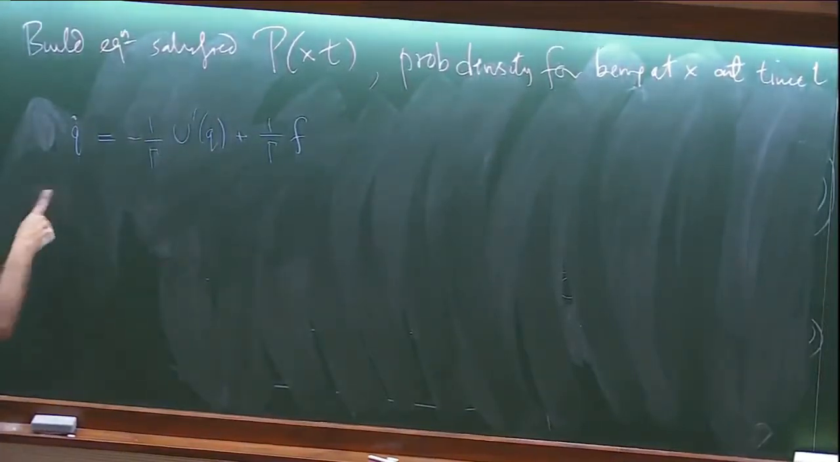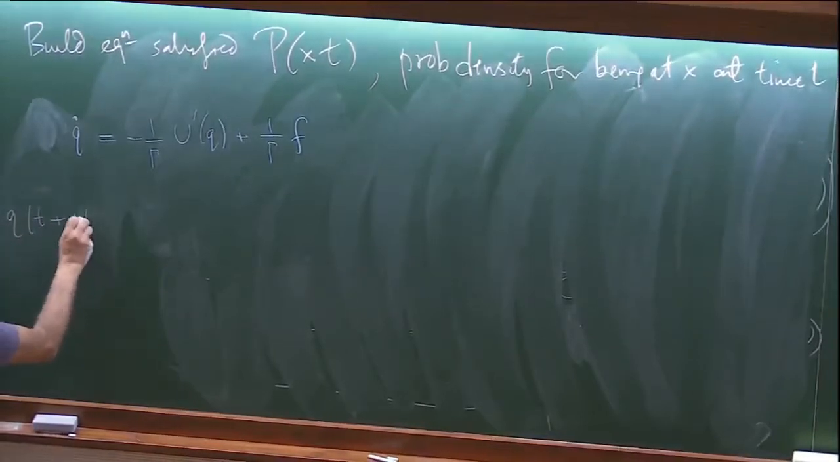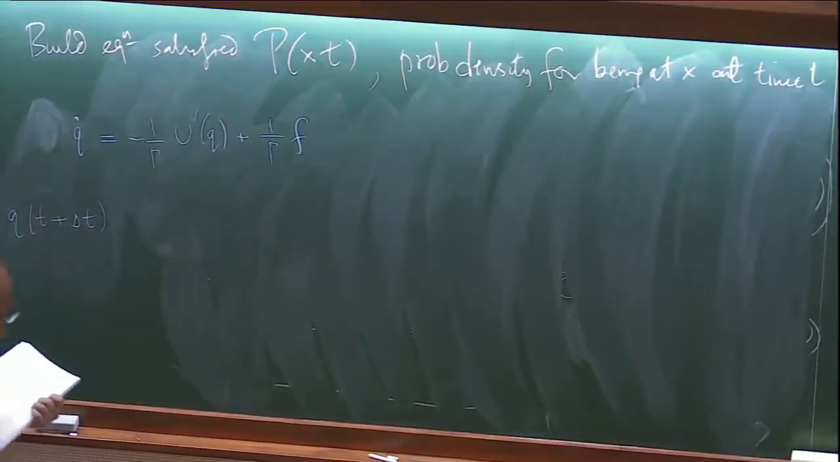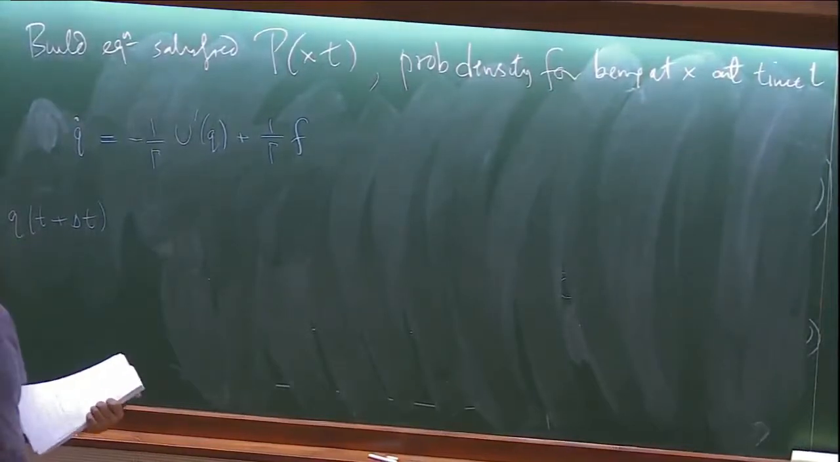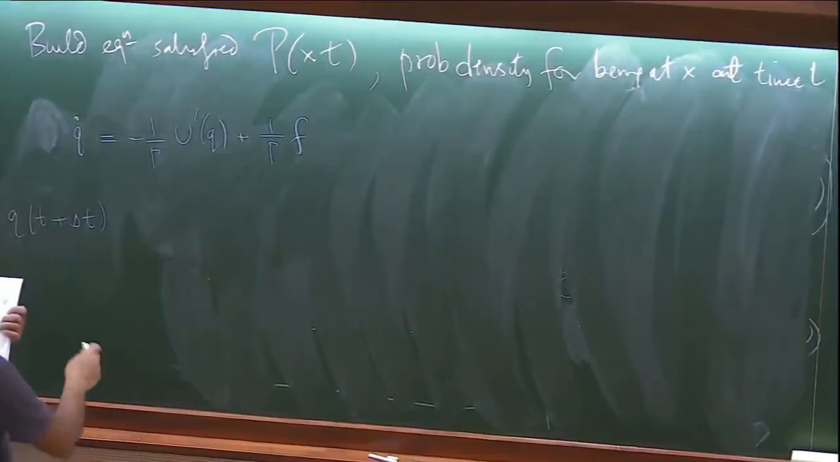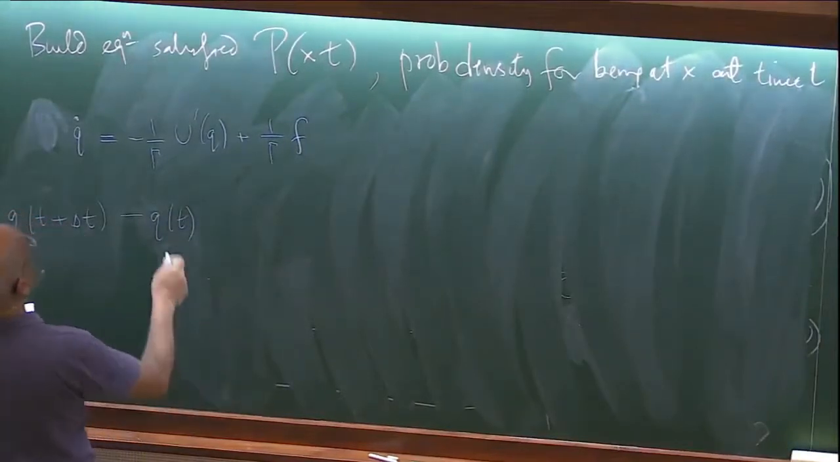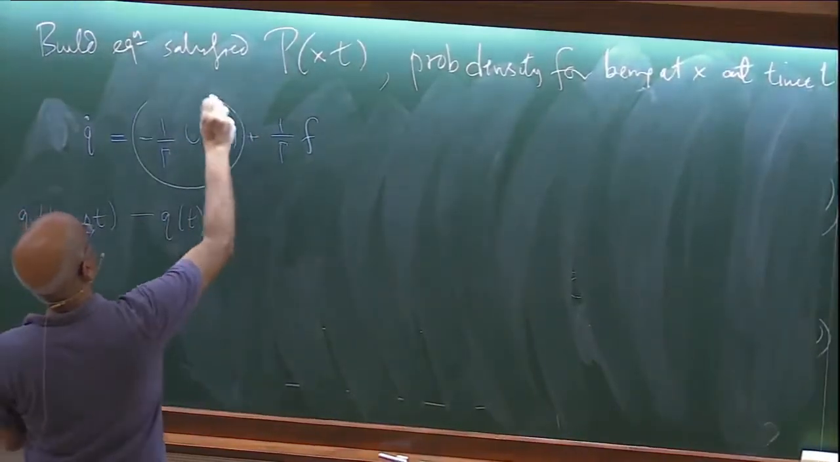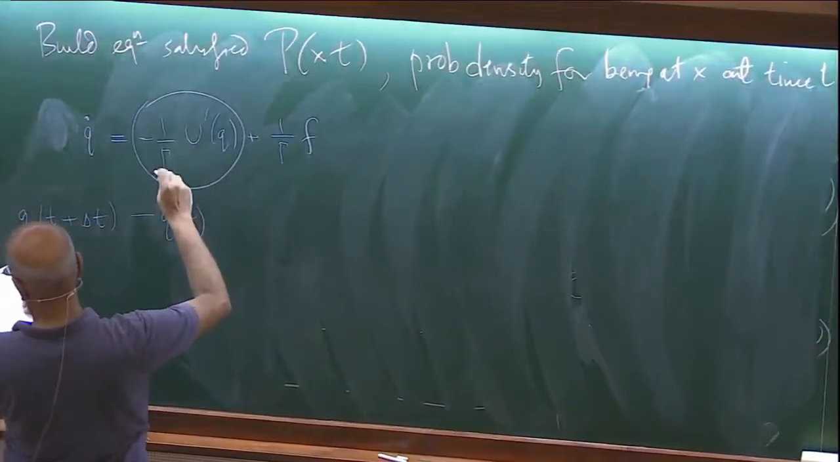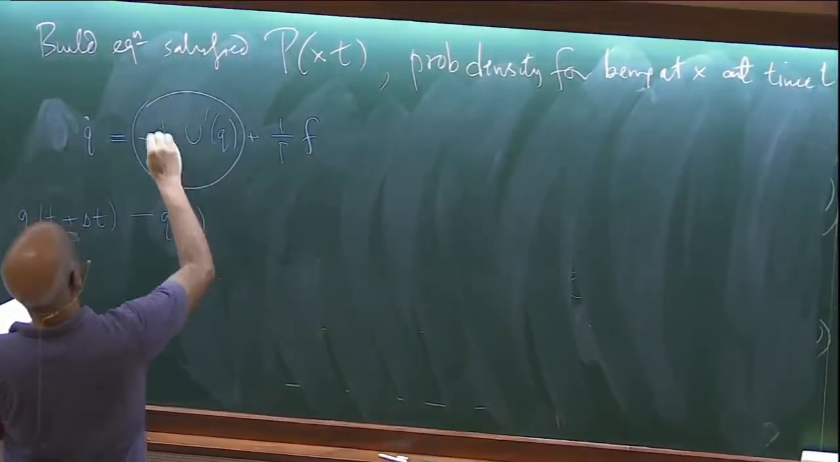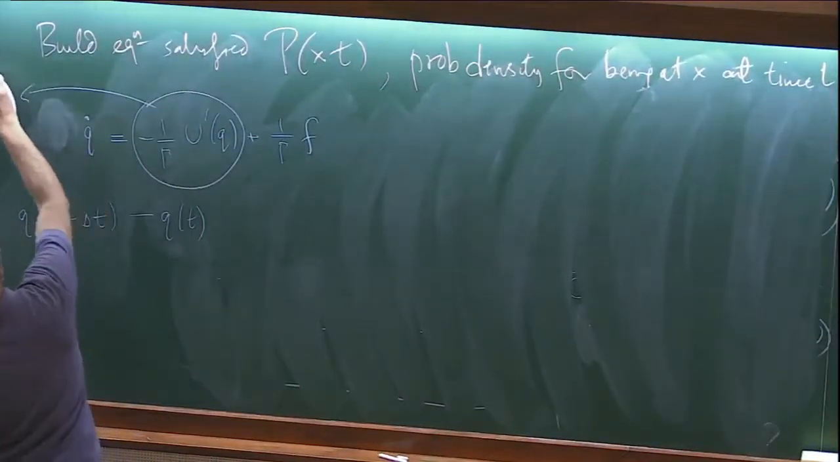So then q of t plus delta t. We're going to figure out how to build this probably in the next lecture, but I'll do one key step right now. Let me call this bit, we just call it something. We just call it v of q.